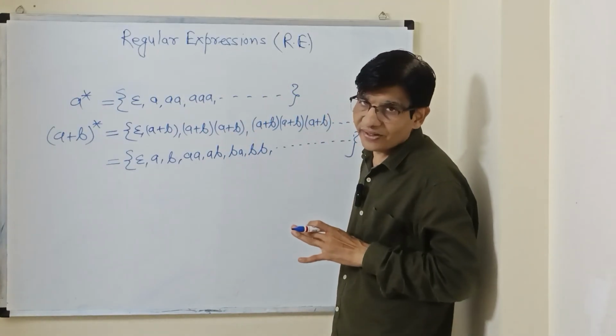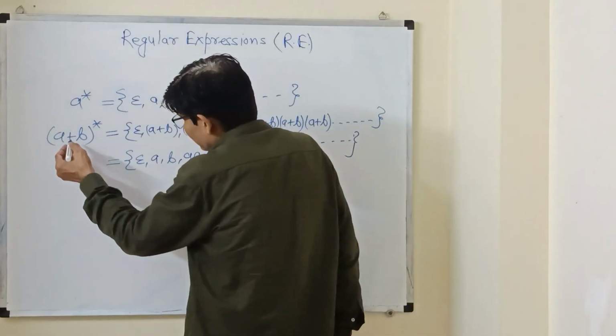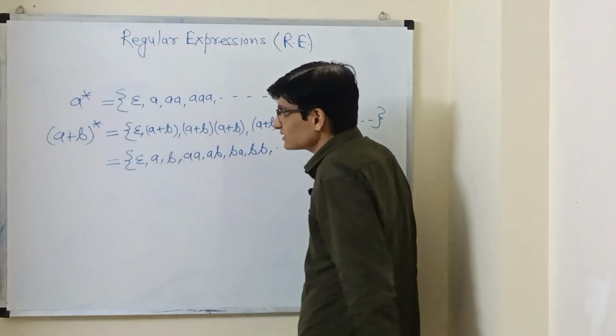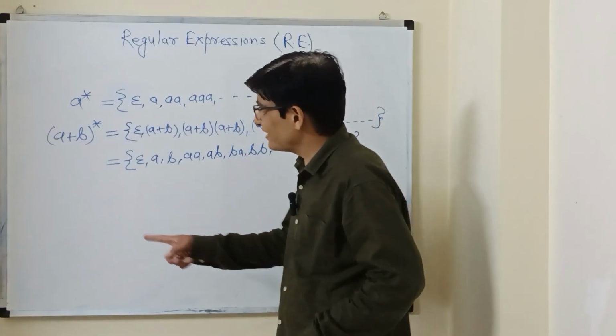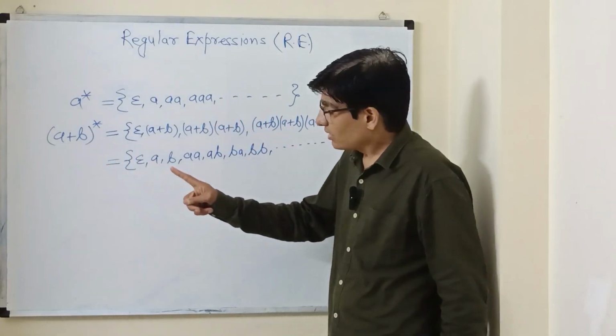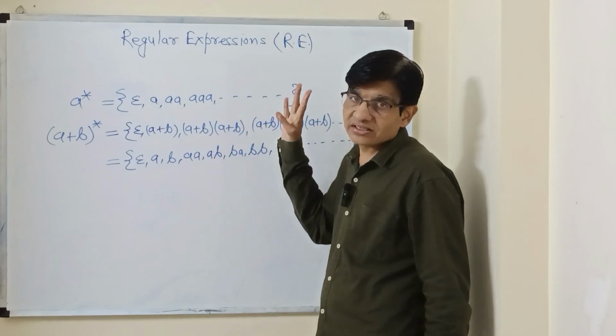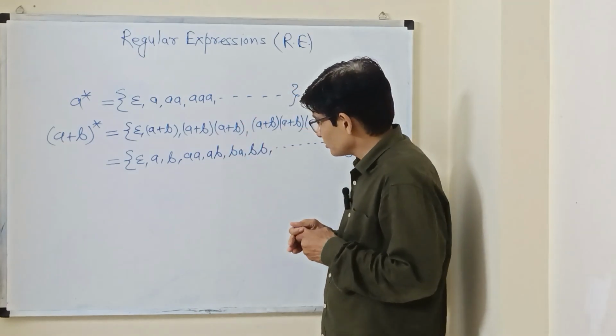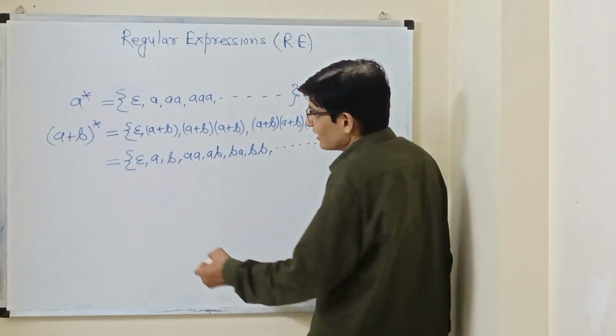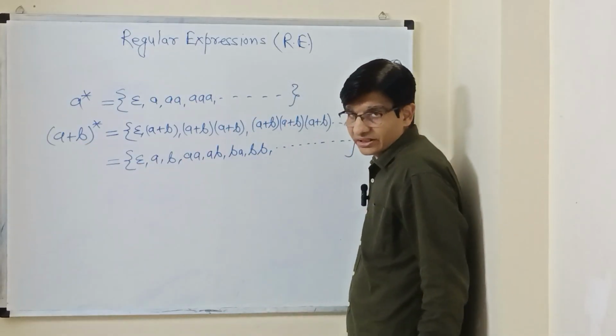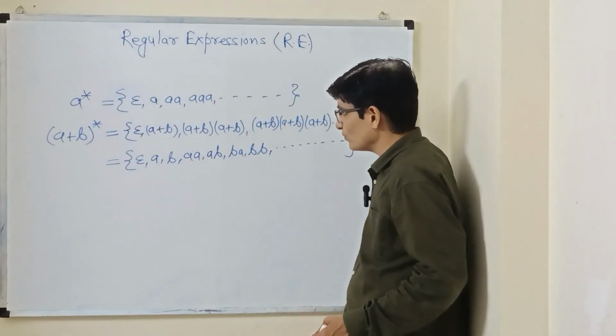So this particular regular expression will create all combinations of A and B. That means this is the universal set, representing the universal set for any combination of A and B. So I hope, friends, it would be very much clear to all of you.